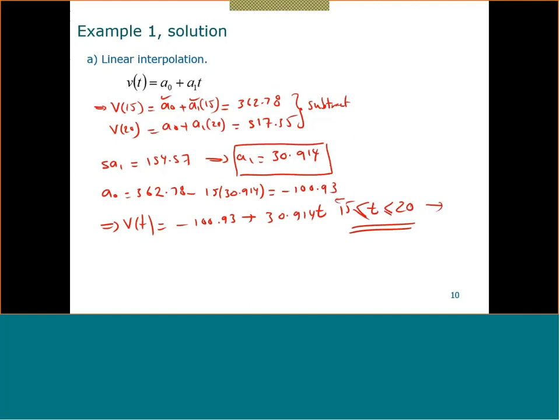Now let's come to my question. I want to find v of 16. I will just substitute and will find this is equal to 393.7 meters per second. My problem is done for the linear interpolation.